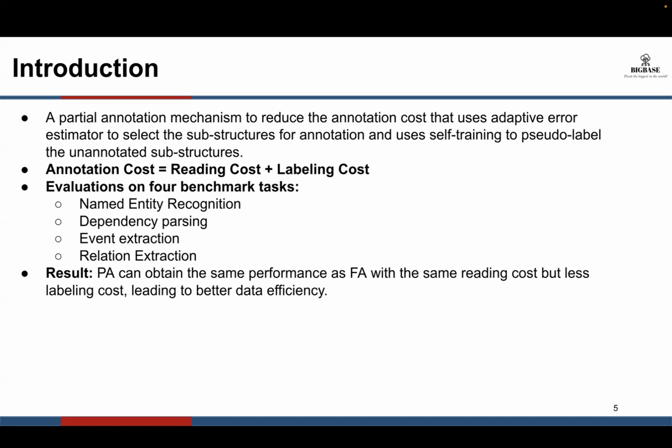And they evaluate on four benchmark tasks, which I already listed in the previous slide. As a result, they show that partial annotation can obtain the same performance as full annotation with the same reading cost, but with less labeling cost, which shows us that it's a more efficient way and the annotation cost in total is reduced.